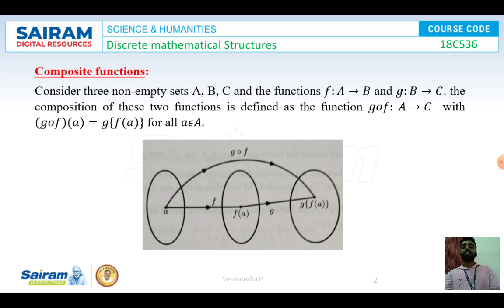So the same thing we can see in the figure. I'll be taking here 3 sets. The set A contains the element a. This is set A, this is set B, this is set C. First I'm doing a mapping between A and B with the function f, so I got f(a) here, and I'm doing a mapping between B and C also with the function g. Now I'm going to apply the composition between these 3 sets A, B, C with the function g o f. So from a I got g(f(a)). This will be called a composite function.